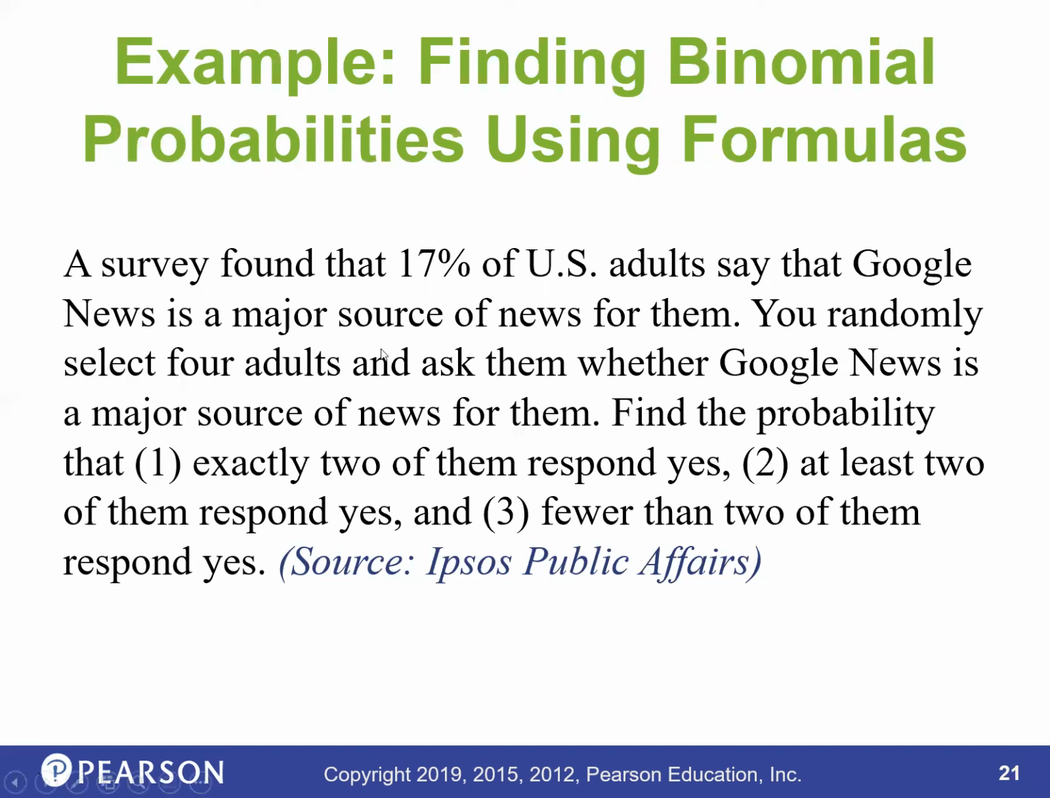A survey found that 70% of U.S. adults say that Google News is a major news source for them. You randomly select four adults and ask them whether Google News is a major source for them. Find the probability that exactly two of them respond with yes. Let's see, four people, exactly two of them respond. Think about it. What are you going to plug in? It's very similar to the previous problem.